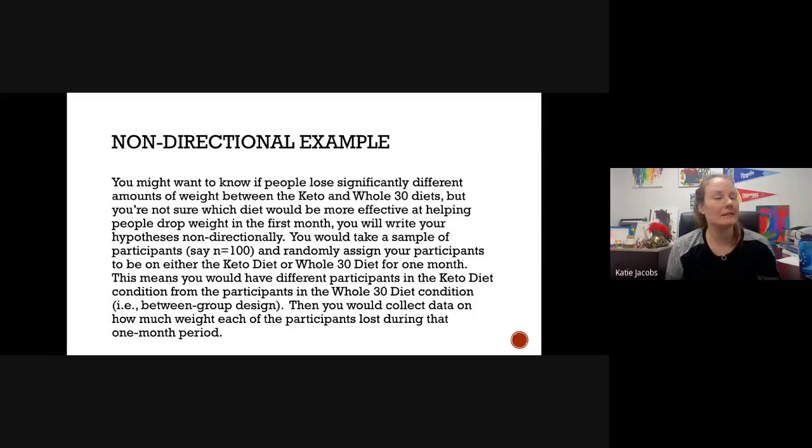So to do this, we would take some participants. Let's just say our sample size, or n, equals 100, and we randomly assign our participants to be either on the keto diet or a Whole30 diet for 1 whole month. And so this means that we would have different participants in each of the conditions. So we have one set of participants in the keto diet condition, and then one set of participants in the Whole30 diet condition. And that means that we're using a between group design. And so if we wanted to do this, we'd actually have to collect data on how much weight each of the participants lost during that 1 month period.